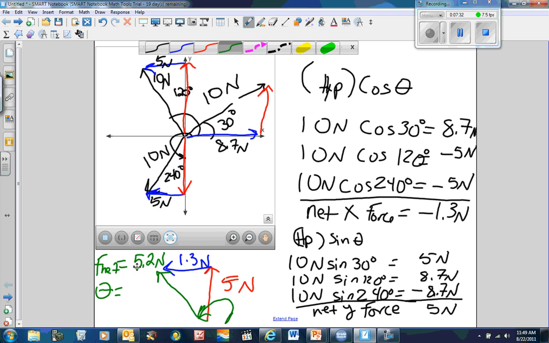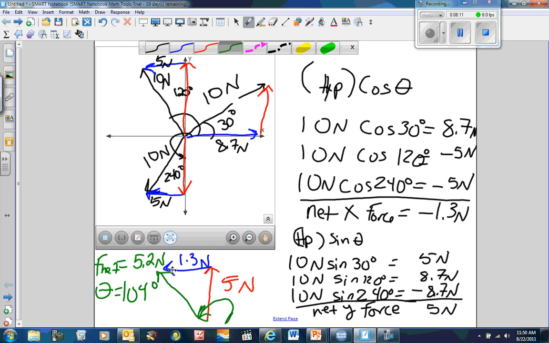Now my angle is going to be my direction. And you'll always do inverse tan of y over x, so I'm going to do inverse tan of 5 divided by 1.3. That gives me 75. I'm going to subtract 180 from that, and that gives me 104. So I have 104 degrees for my answer.